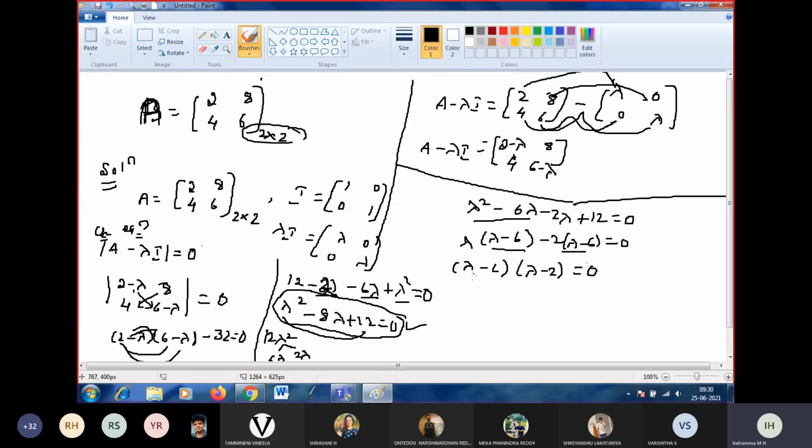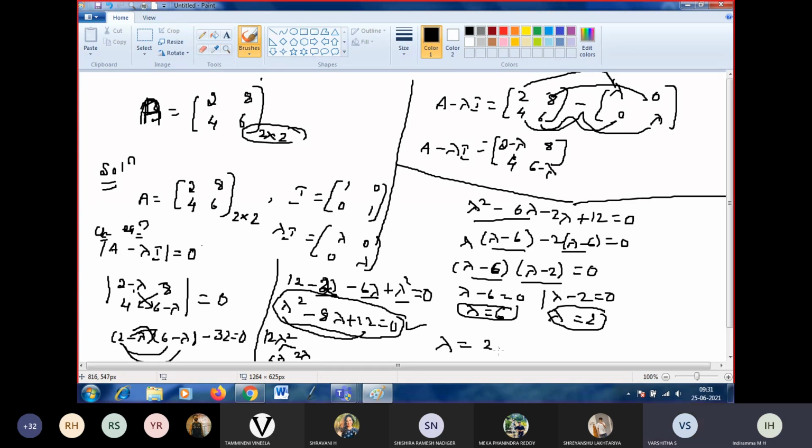It is like A into B is equal to 0, which means either A is equal to 0 or B is equal to 0. From this, what is lambda? Lambda is equal to 6. And here, what is lambda? 2. So we got two values for lambda. So lambda is equal to 2 and 6.